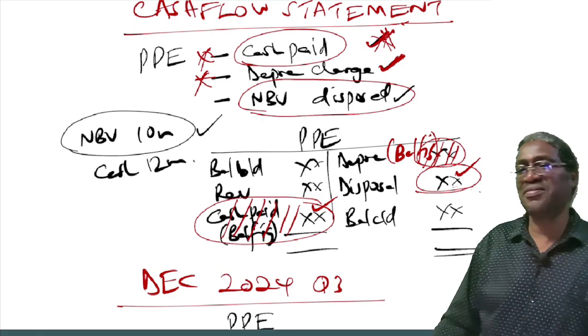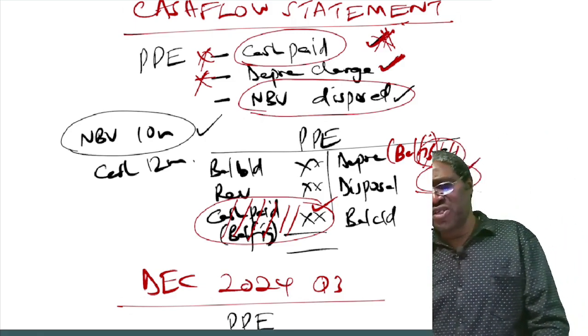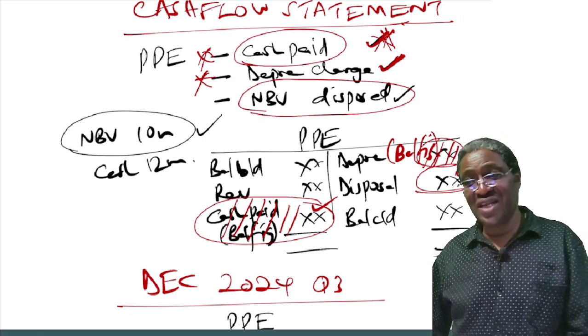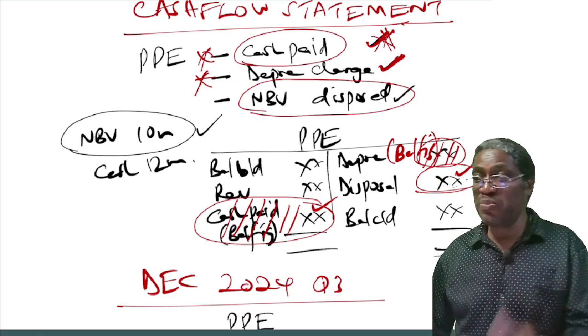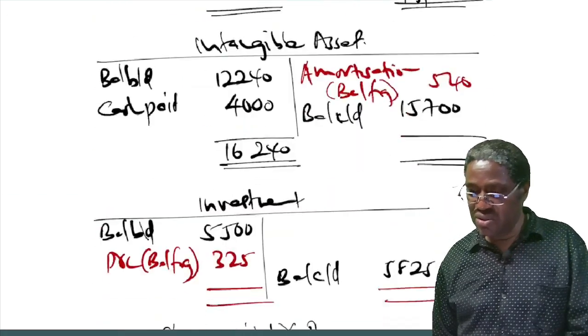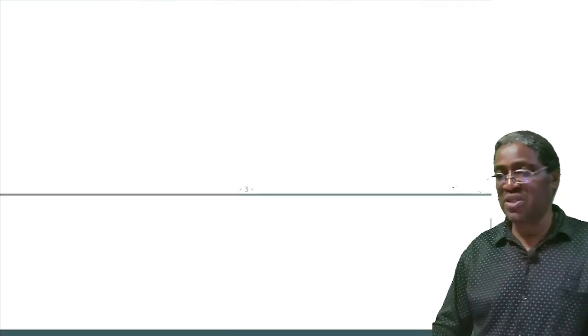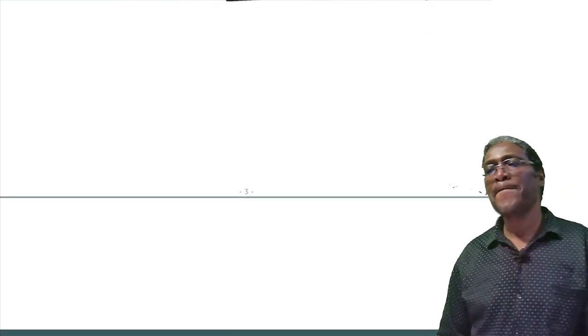Okay? Good. So let's proceed now. Now that we have done the analysis of each item, let's prepare our cash flow statement now. Sorry, not cash flow question. We prepare our cash flow statement now. Let's prepare our cash flow statement now.